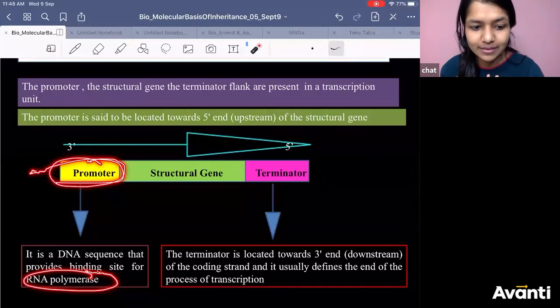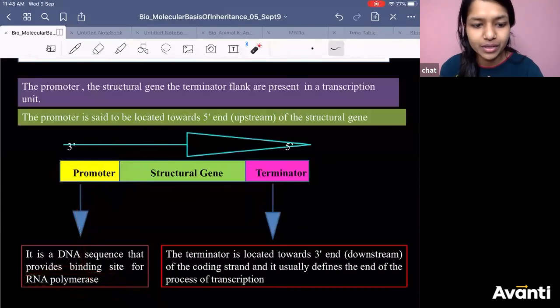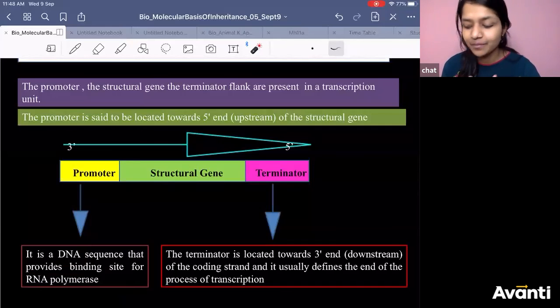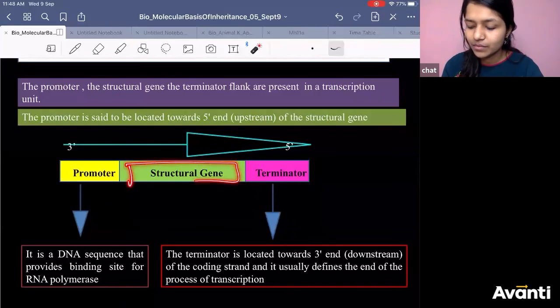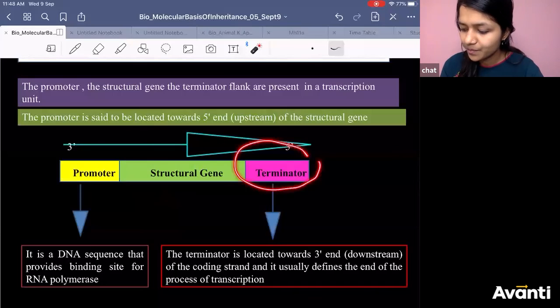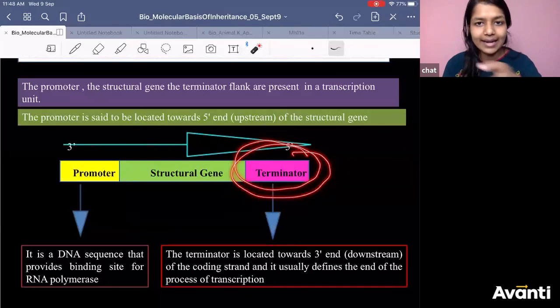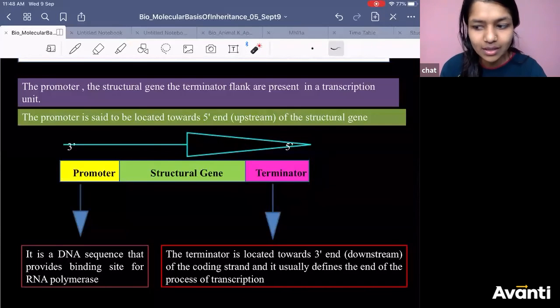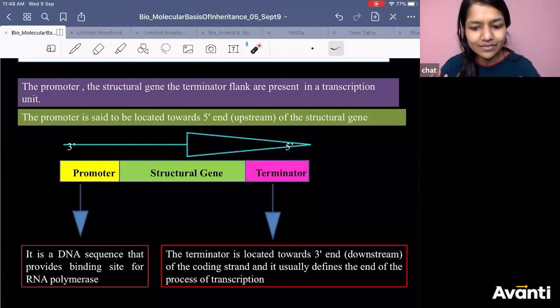RNA polymerase. Binding site will be there and it will bind to promoter. Once it binds, what will happen? Initiation will happen and structural gene elongation will keep on happening. Then at terminator, the process will be stopped and RNA will be released out. This is the overall process which I have said.